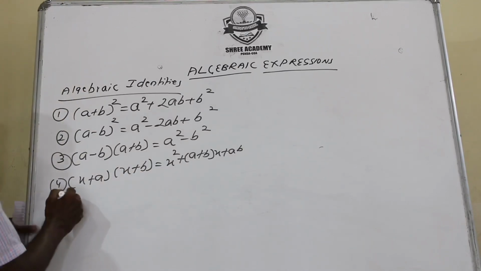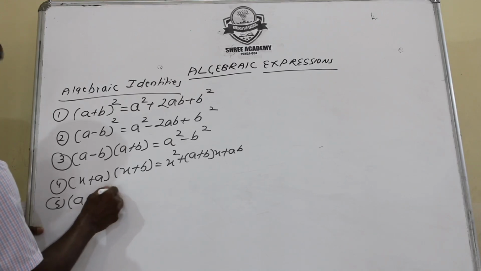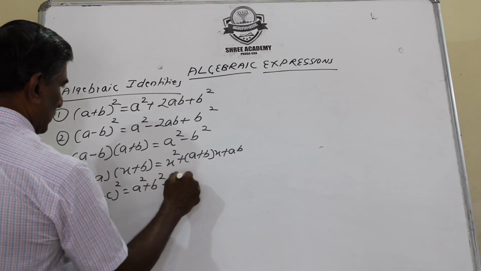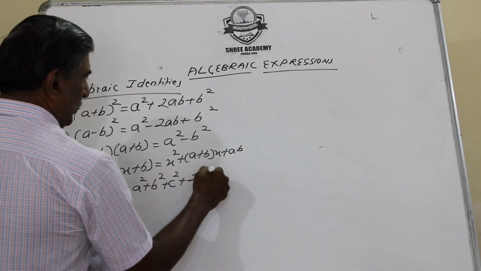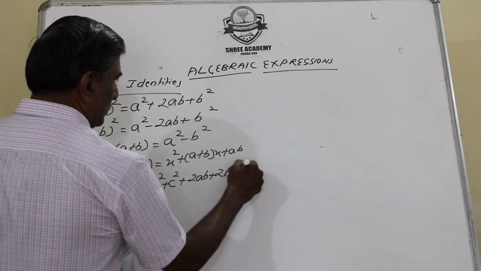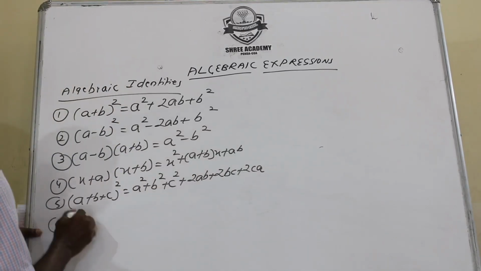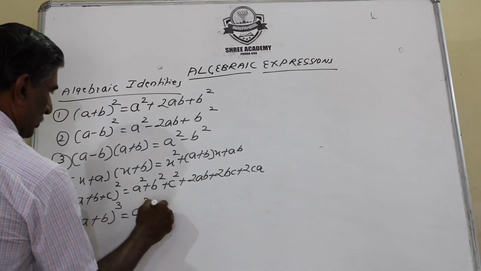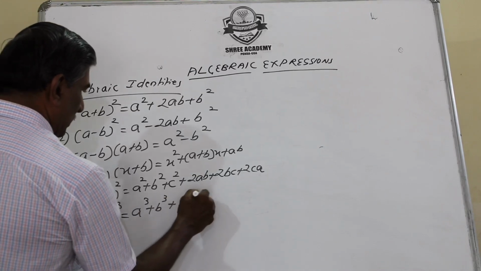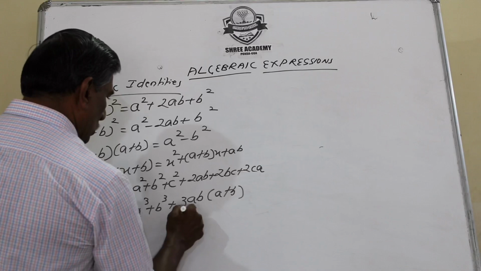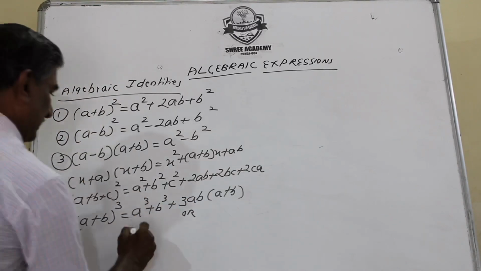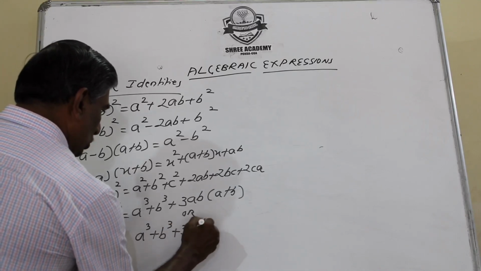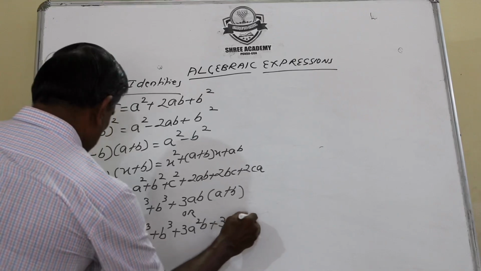The fifth identity we can take as a plus b plus c the whole square. This is a square plus b square plus c square plus all the combinations 2ab plus 2bc plus 2ca. Then we come to a plus b the whole cube. So this is a cube plus b cube plus 3ab into a plus b, or this can be even written as a cube plus b cube plus 3a square b plus 3ab square.